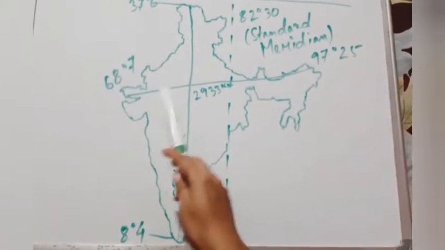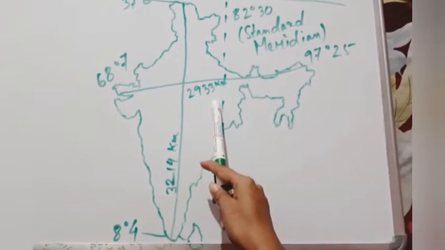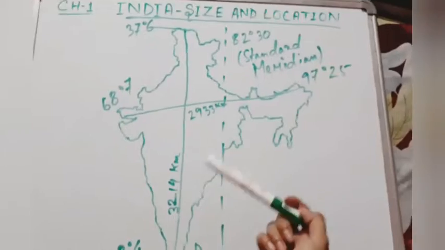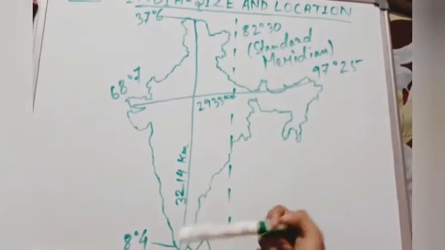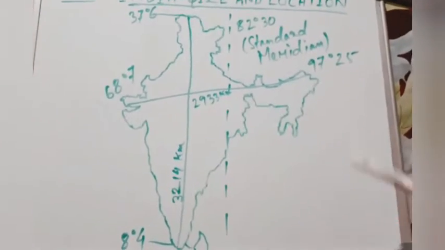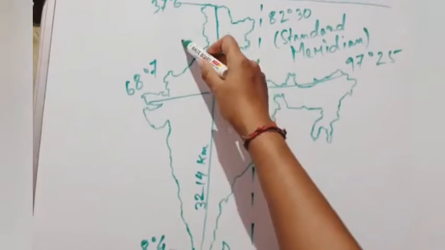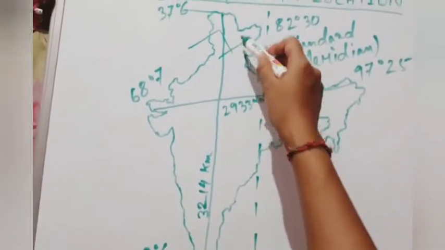Here I have written this in kilometer: 2933 kilometer from east to west, and from north to south it is 3214 kilometer. Then we know in the north side we have the young fold mountains, which is the Himalaya.